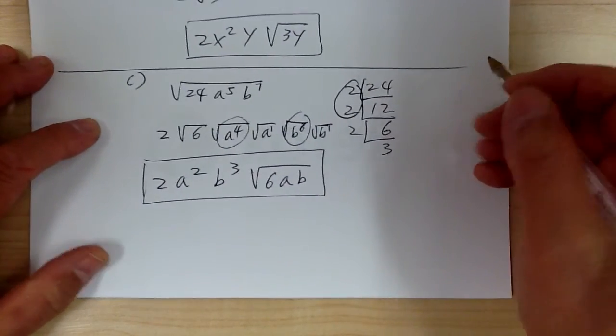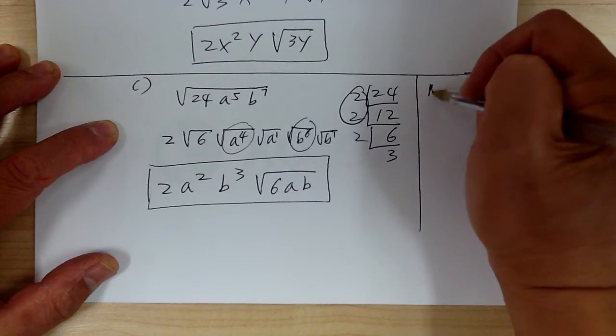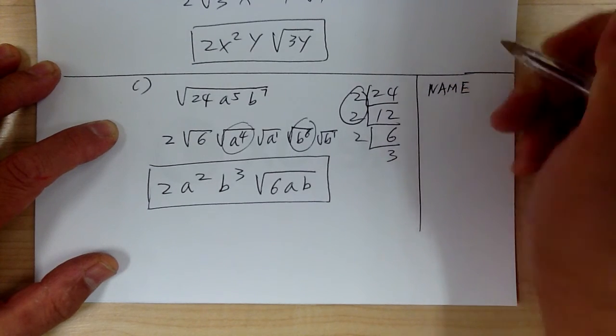Okay, so let's go and do some practice. So get the paper and write down all this information on the upper right hand corner.